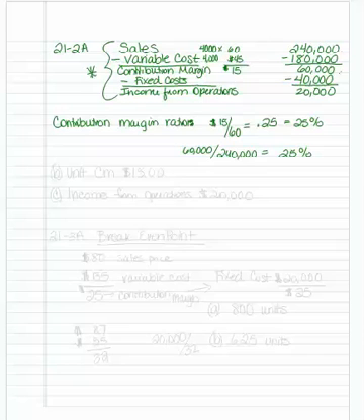Okay? B, the unit contribution margin. Well, we've already figured that out. The unit contribution margin is $15 in this problem. And C, the income from operations, we figured that out at the very beginning. Income from operations is going to be $20,000.